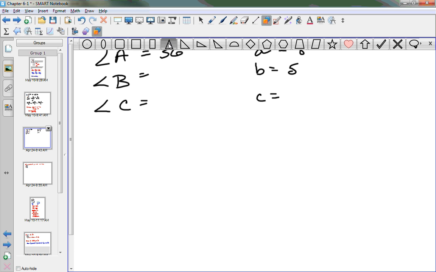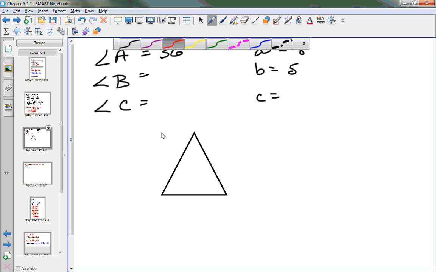Now, this is kind of learning. It doesn't matter where you put angle A, B, and C. If I put A here, 36.